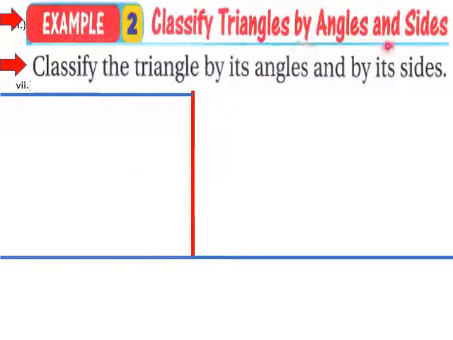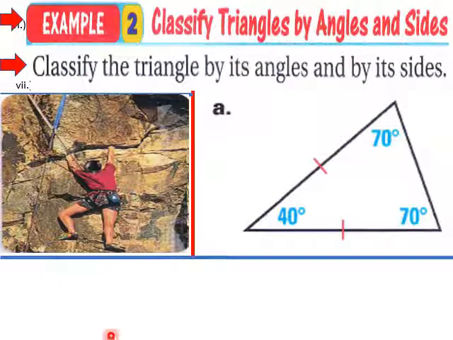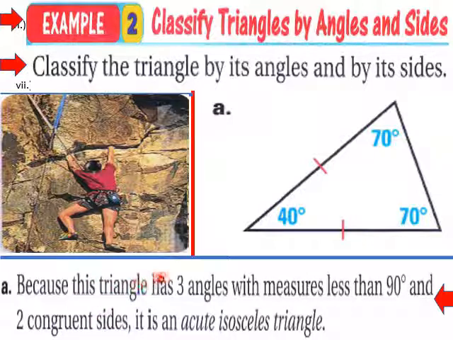Classify triangles by angles and sides. Classify a triangle by its angles and its sides. So we have 2 equal sides here, we have a 70 and a 70 and a 40. Because the triangle's three angles measure less than 90 and it has two congruent sides, it is an acute isosceles triangle.